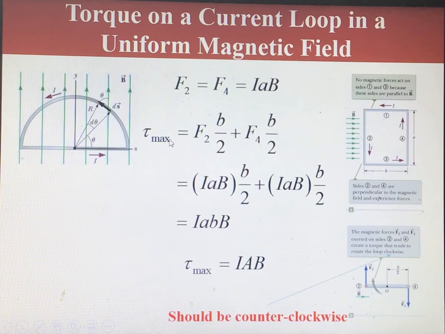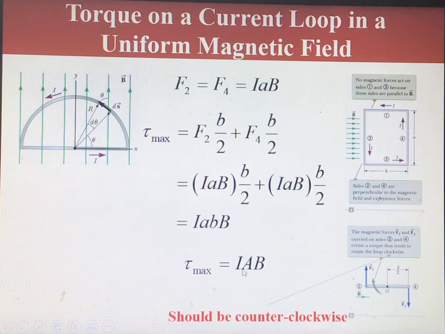So if you remember, the torque is the force times the distance to the axis. So the center of this rectangle is my axis. It means that the distance from the center to this point here is B over 2, and the distance from here to here is B over 2. So I can calculate the torque, which is just the force times the distance to that axis. When I calculate the torque, I get a value that is given by I times A times B.